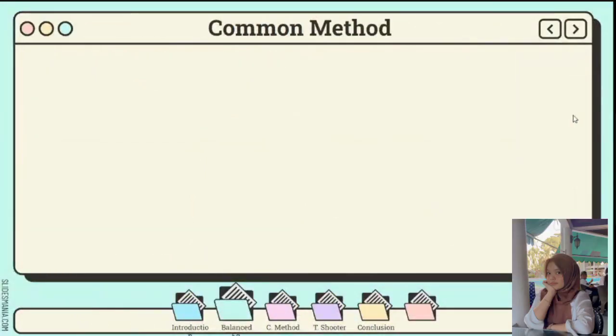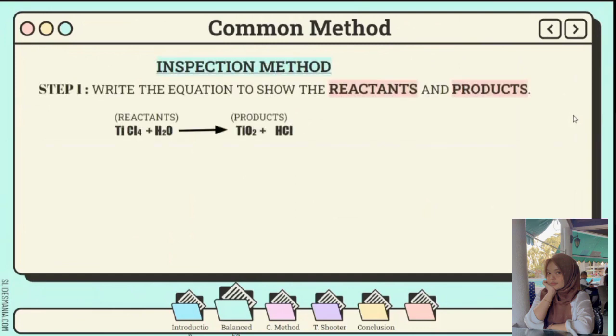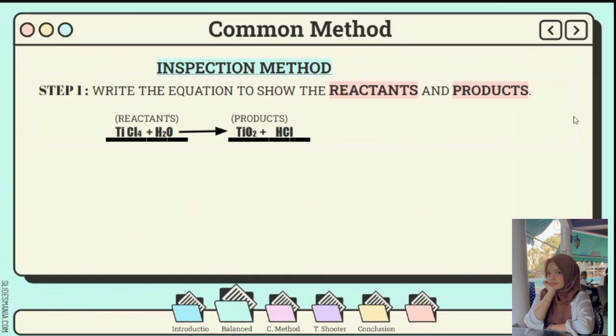The common method that we usually use is called the inspection method. So step 1, write the equation to show the reactant and product. For example, titanium chloride plus H2O as a reactant and titanium oxide plus HCl as a product.